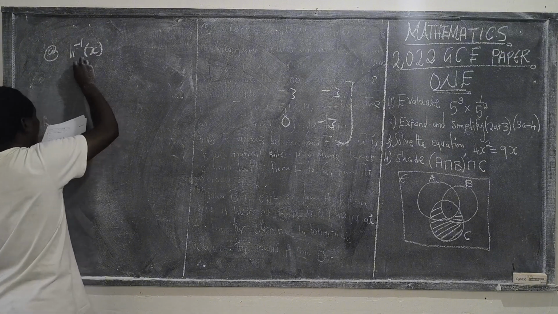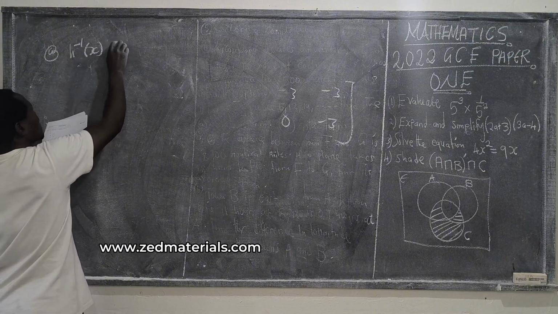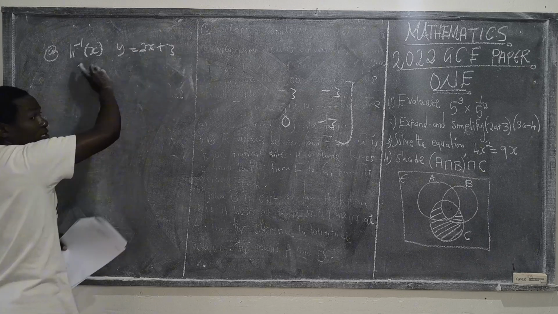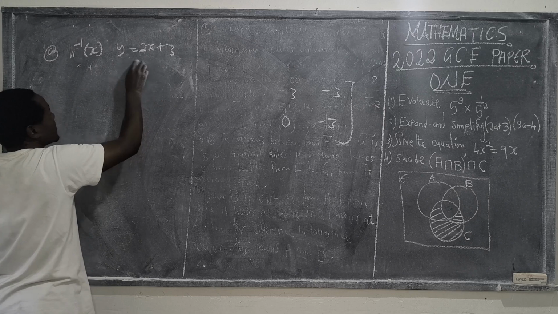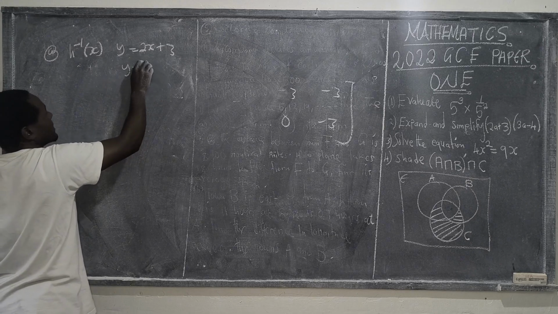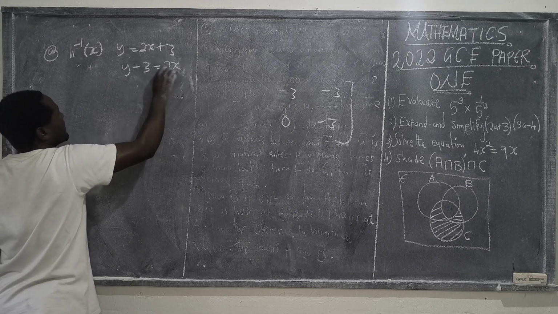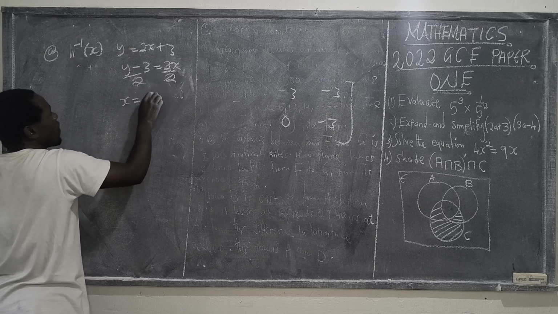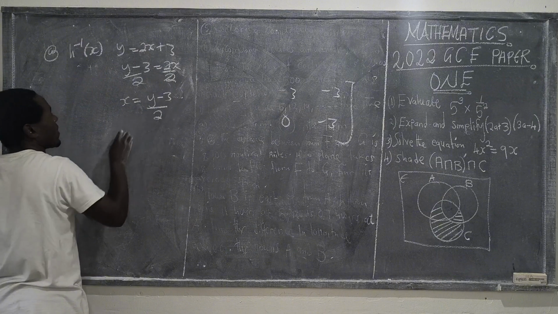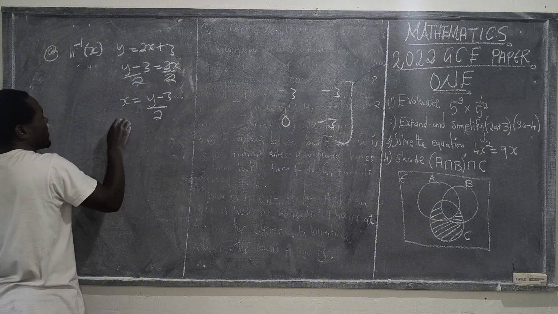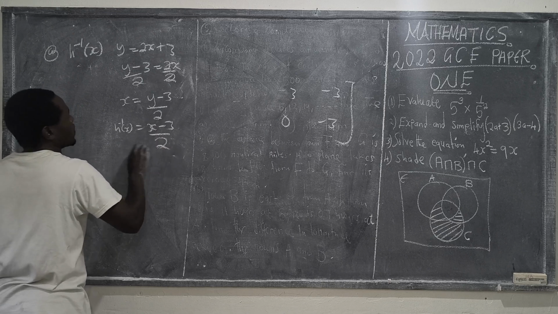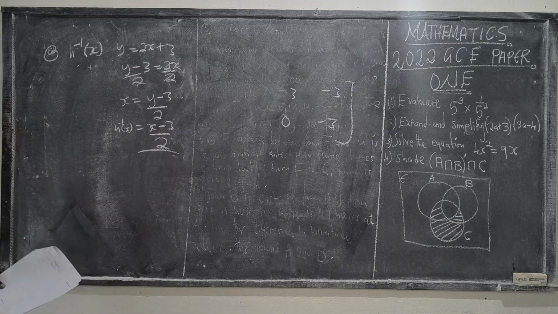So they are saying there are 2 functions there. So we go for h. We are going to say y is equal to 2x plus 3. When you go to the Z Material app, we explained what is happening here. So you are going to have y minus 3 is equal to 2x. Divide by 2 here and by 2 there. Then you have x is equal to y minus 3 over 2. Then the final answer is h inverse of x is equal to x minus 3 over 2. Done and dusted. You have your answer there.